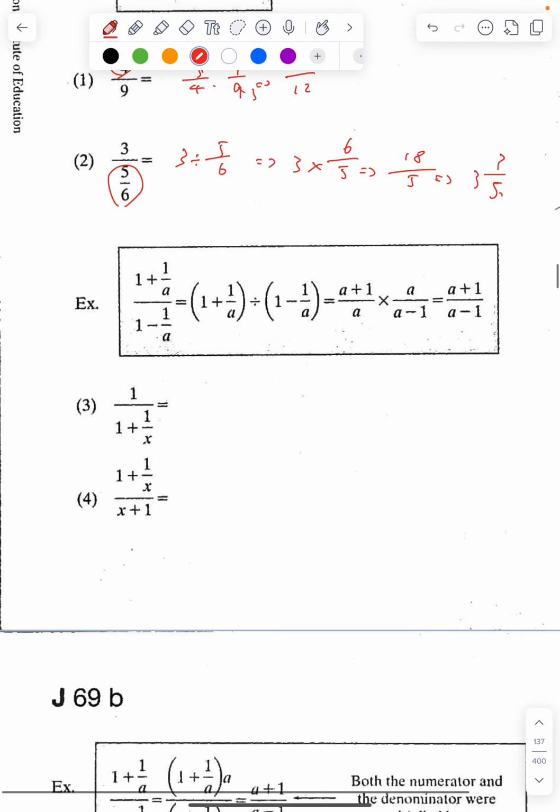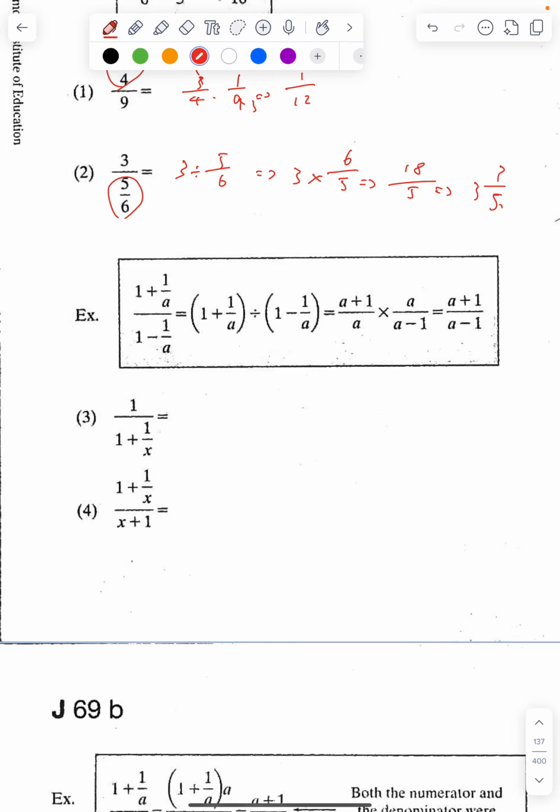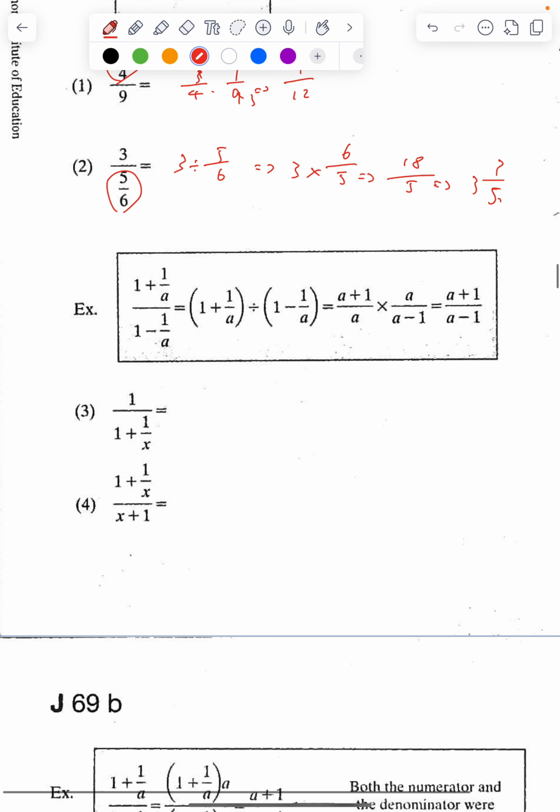The algebra expression looks a little bit more complicated. Again, what you need to do is understand what the example is trying to tell you. The example here is telling me that on the top we have 1 plus 1 over a. So what I want to do is find a. I want to represent the 1 as a over a, plus 1 over a. It will be a plus 1 over a. That gives you the perfect version of that. Same thing over here: this is a over a minus 1 over a, so this will be a minus 1 over a.